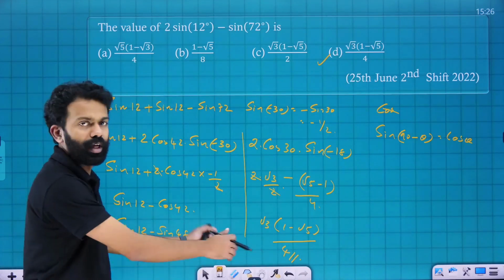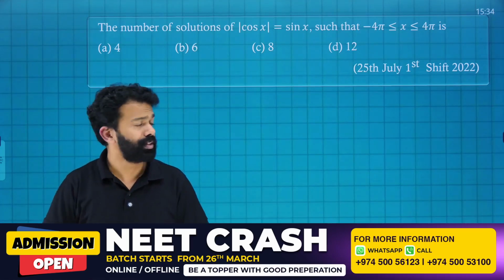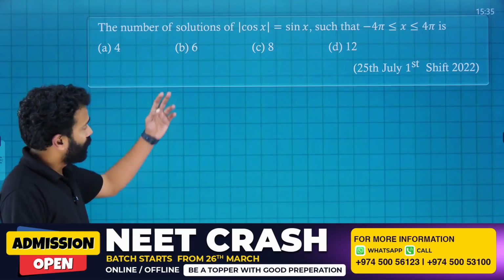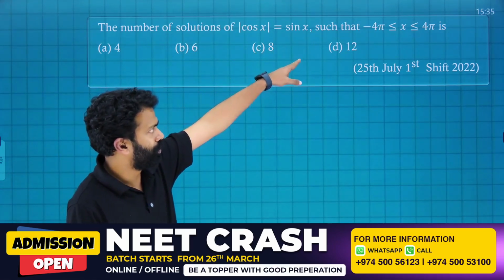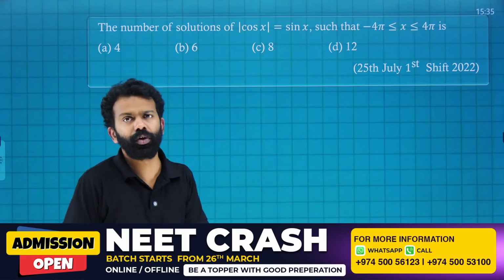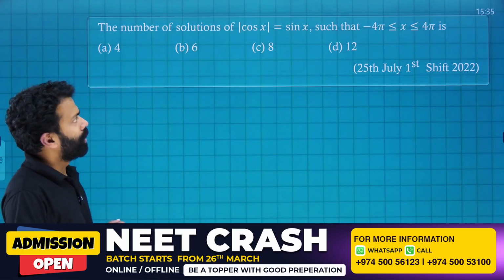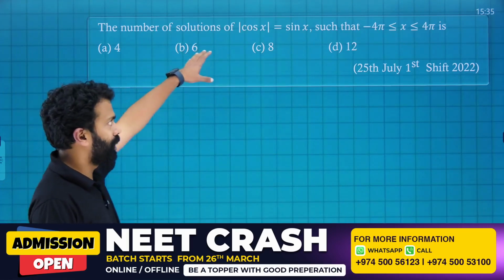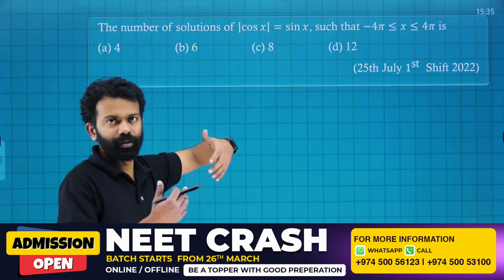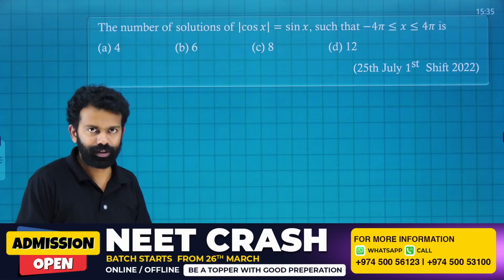I hope you got the idea here. Our very next question after this is the number of solutions of mod cos x is equal to sin x in the interval minus 4 pi less than or equal to x less than or equal to 4 pi. We can solve this question in 2 ways. One is the algebraic method and the next is the graphical method. Let's go for the graphical method in this case.